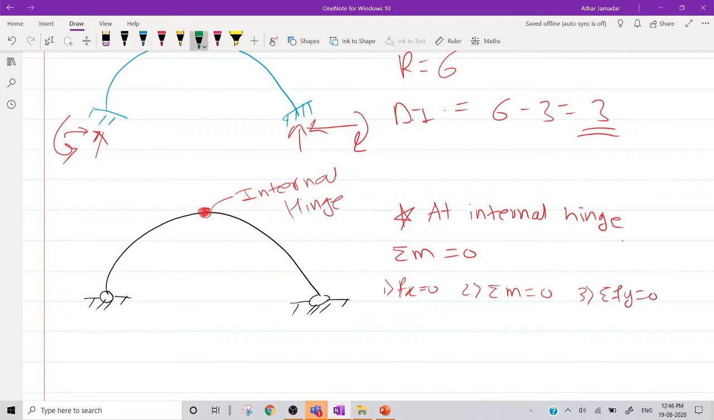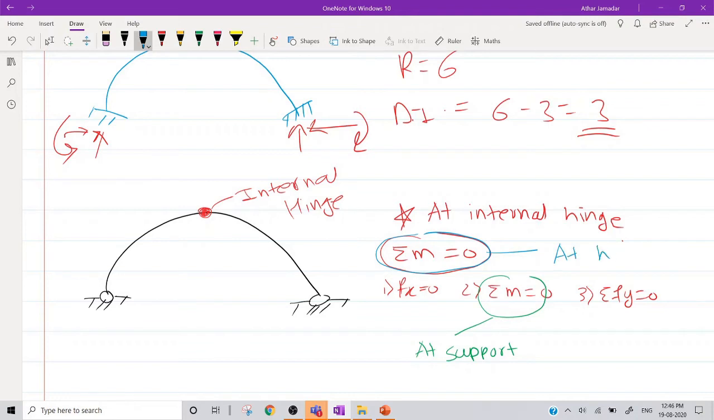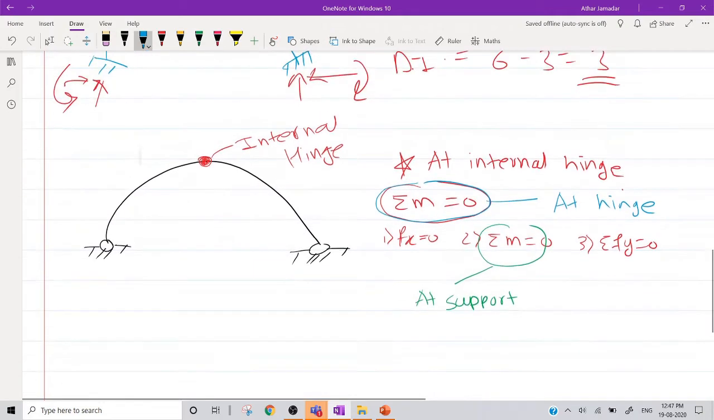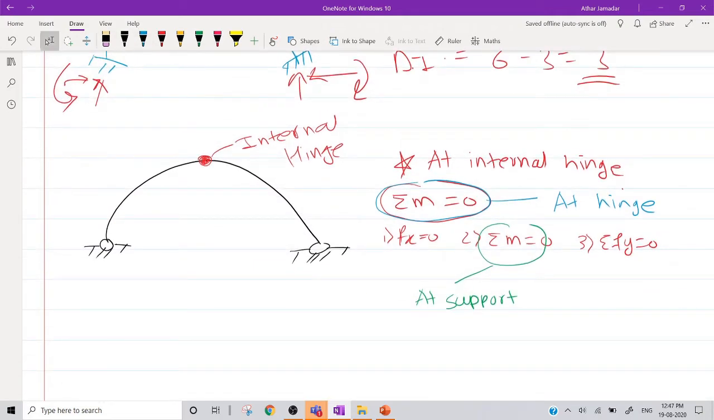Now here I will indicate this summation of moment at support is equal to 0. And this particular summation of moment, whichever I have written down here, this moment at the hinge is equal to 0. We have three conditions, summation Fx 0, summation M 0, summation Fy 0, and in addition we have one extra condition of equilibrium, summation of moment equal to 0 at the internal hinge. So now in case of three hinge parabolic arch, my E will be 4. Are you getting this?